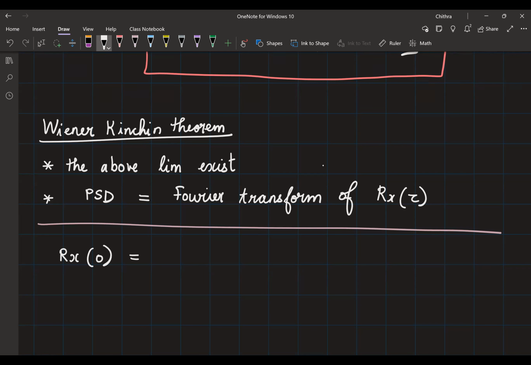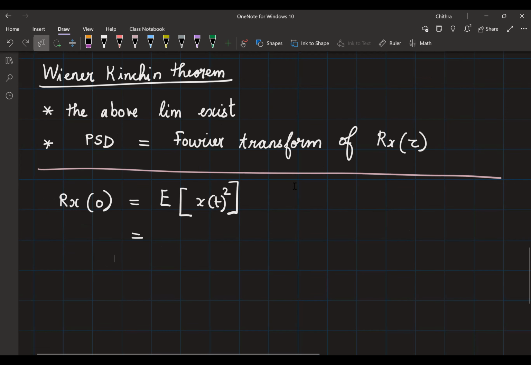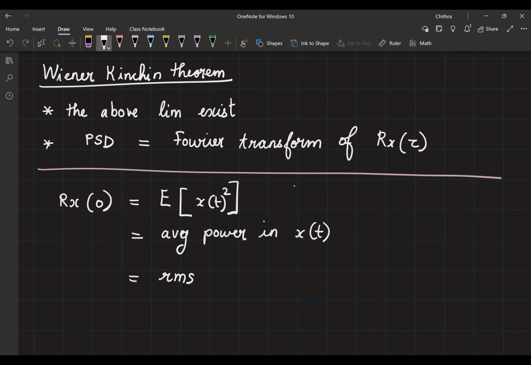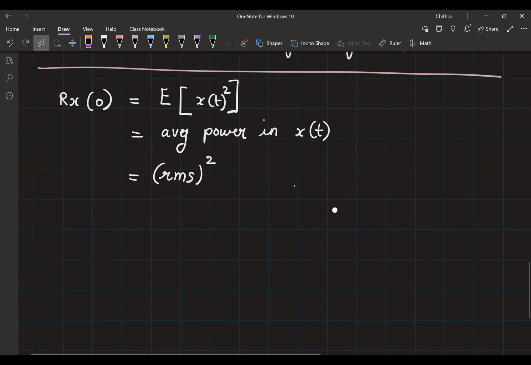So this is equal to expectation of, you can look at the definition of expectation and then tell me. This will be equal to x of t square. Okay. What does this signify? This will be equal to the average power in the signal. Okay, so can I also write this as RMS square? Basically, I calculate the root mean square of x of t and then take the square. That gives me the average power in the signal.